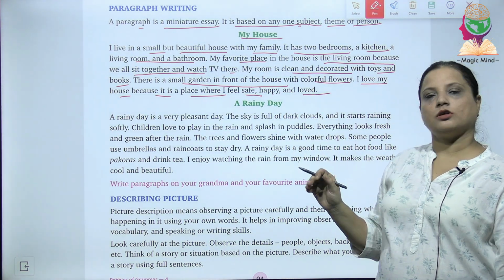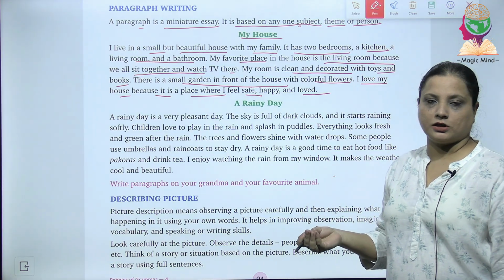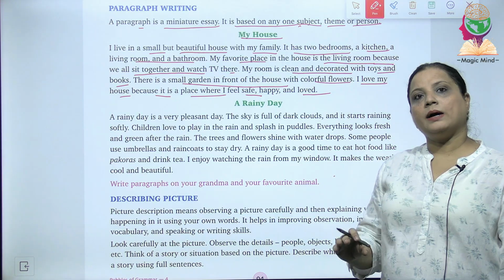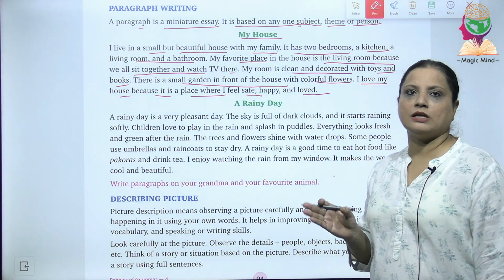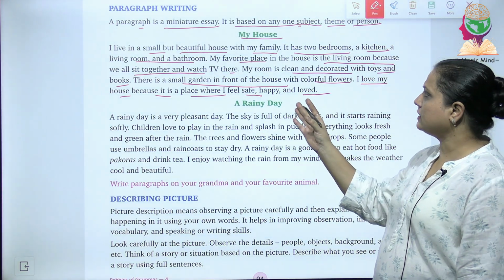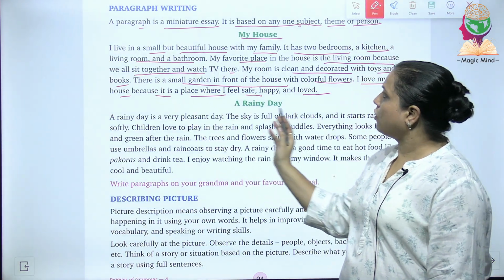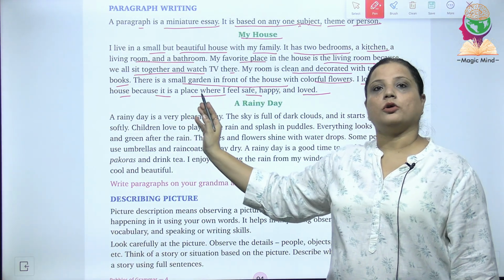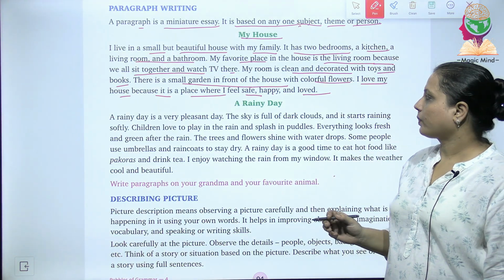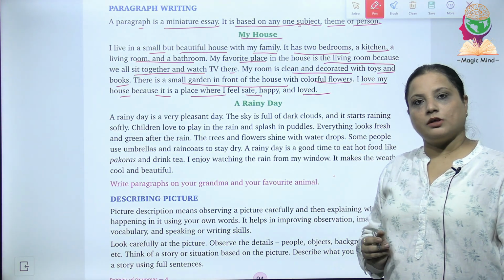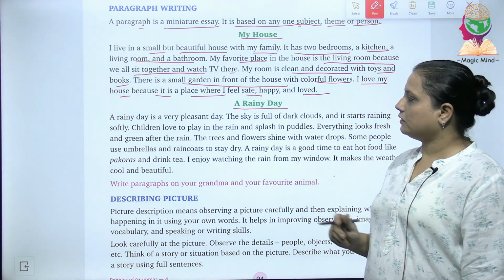All the information about the house is given in short form, but relevant information has been given and hence a small paragraph has been written on the house. Next, they have given about a rainy day.